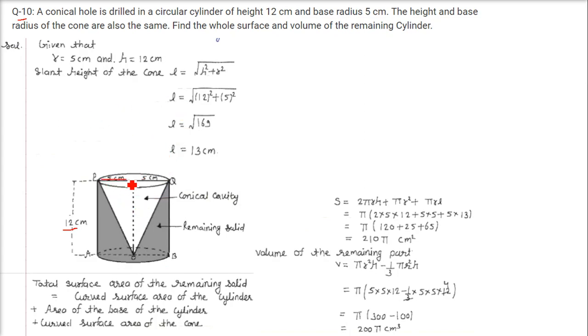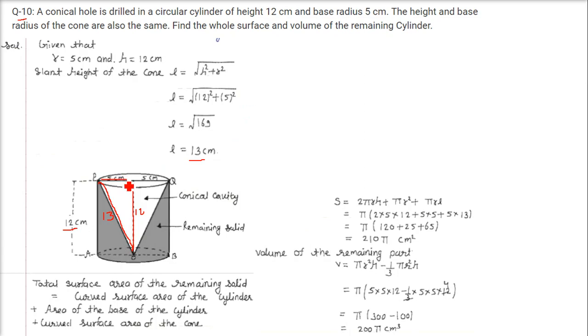So here we have this as 5, the height is also given as 12. So we can find out the slant height of the cone. That is going to be under root 5 square plus 12 square. We are using the Pythagoras theorem. So L will be equal to under root 12 square plus 5 square, under root 169. So the slant height would be 13 here. This will be slant height.